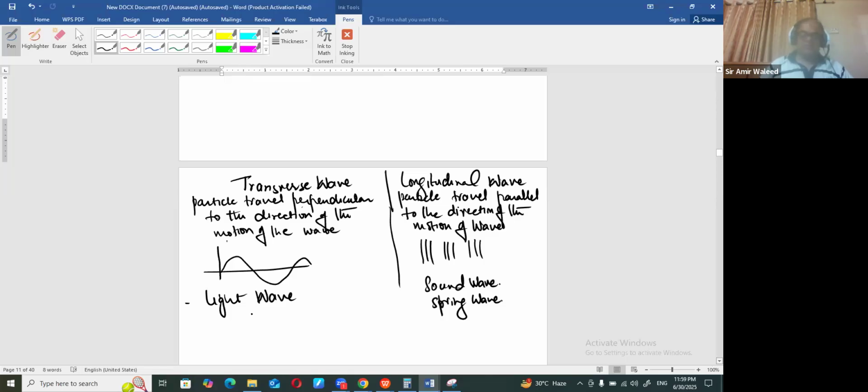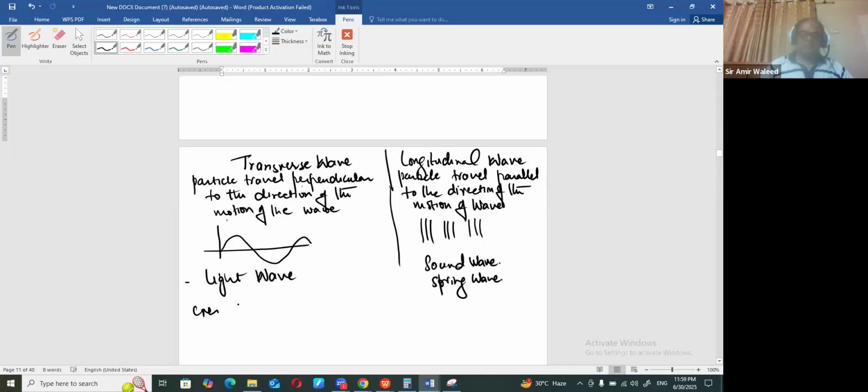Next is, in transverse waves, crests or troughs are formed. In that case, compressions or rarefactions are formed.